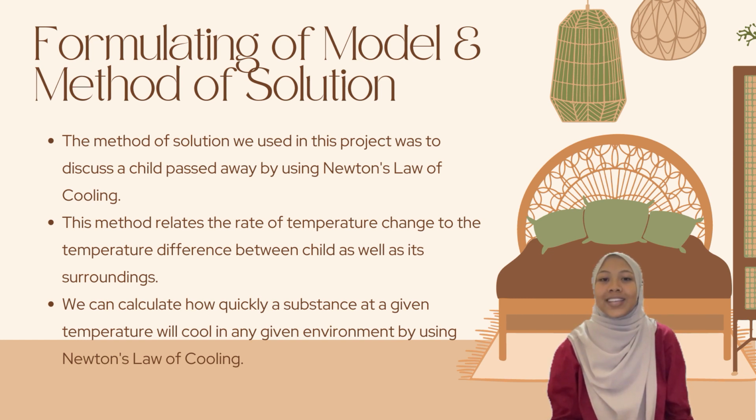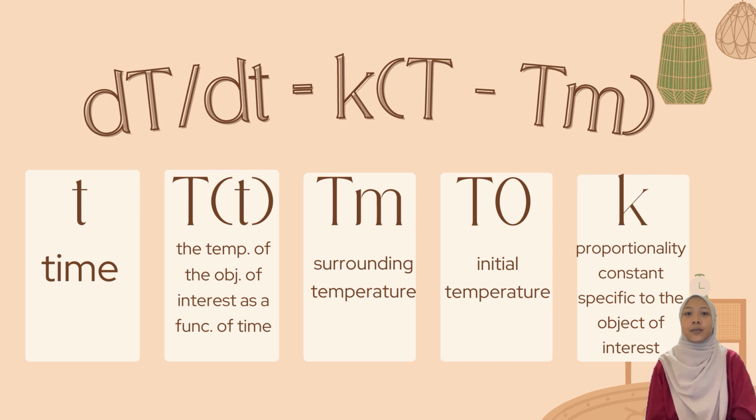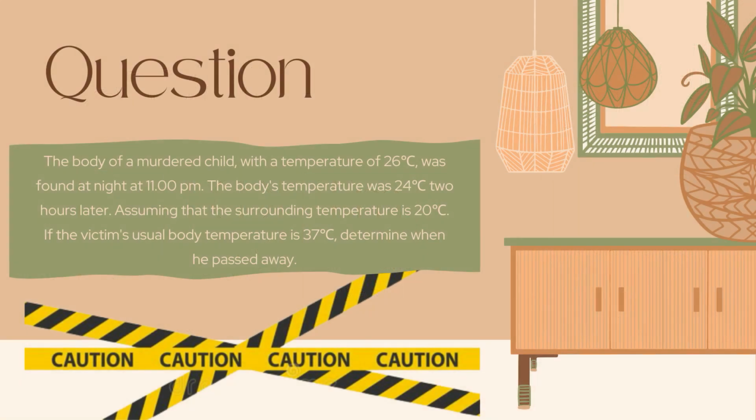Newton's law of cooling. The formula that we will use is dT over dt equals k times (T minus Tm), where t is time, T(t) is the temperature of the object of interest as a function of time, Tm is the surrounding temperature, T naught is the initial temperature, and k is the proportionality constant specific to the object of interest.